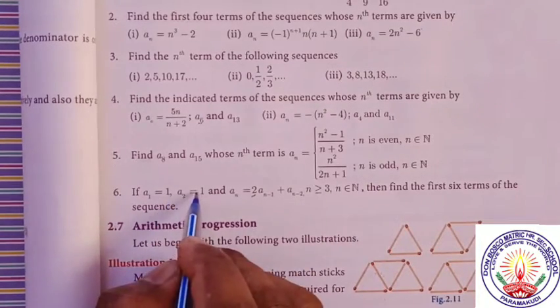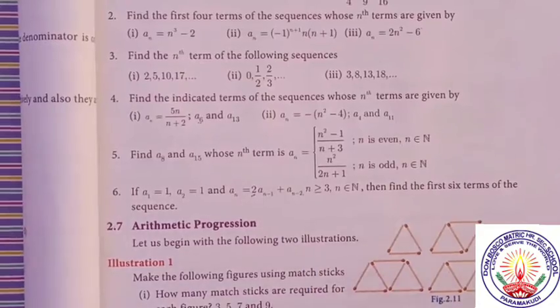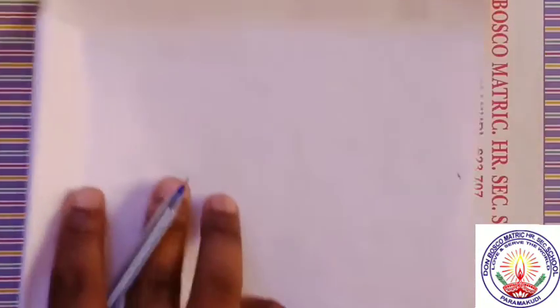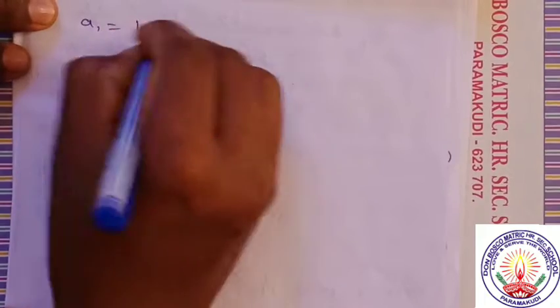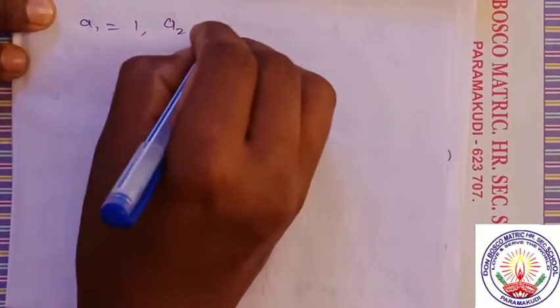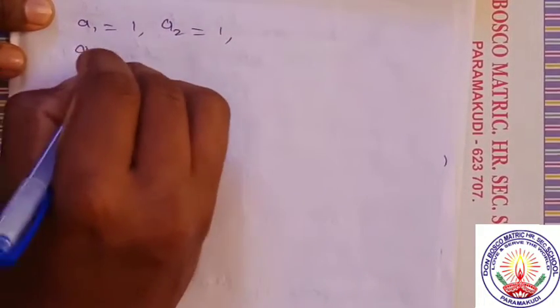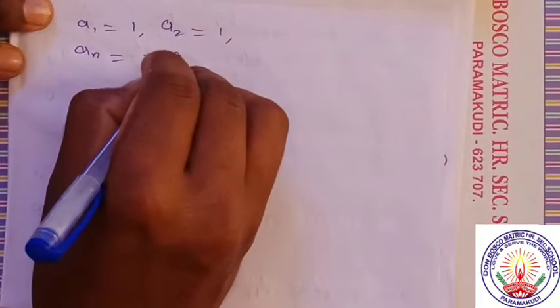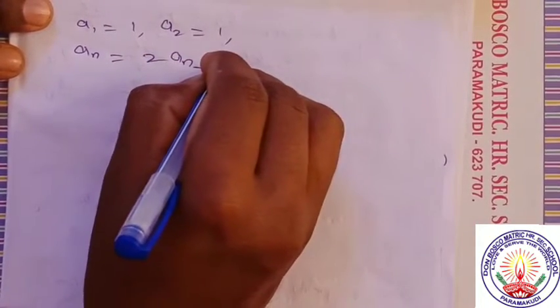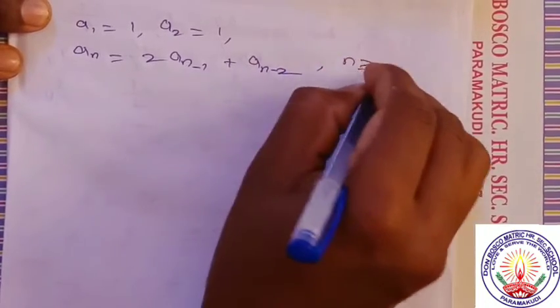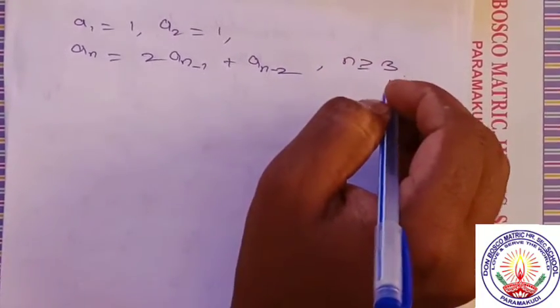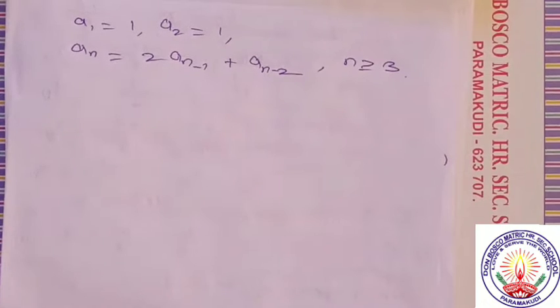First term is given, second term is given. We have to find the other 4 terms. That's the question. So let us solve this question now. The question is a very simple one. a1 is equal to 1, a2 is equal to 1, and an is equal to 2an minus 1 plus an minus 2 for n is greater than or equal to 3. Find the 6 terms. Simple question. You have to observe.